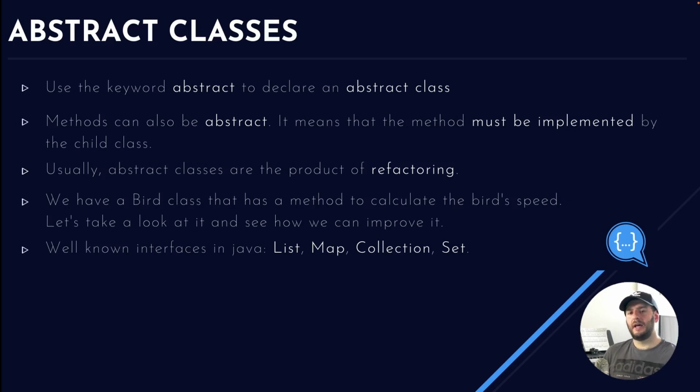And usually, abstract classes are the product of refactoring, because I'm working with a class and I start to figure out that maybe I can generalize some concepts and have some child classes inherit from this abstract concept. So let's take a look at a bird class, and let's see how we can refactor it so that we replace the many conditionals of this class with abstract classes.